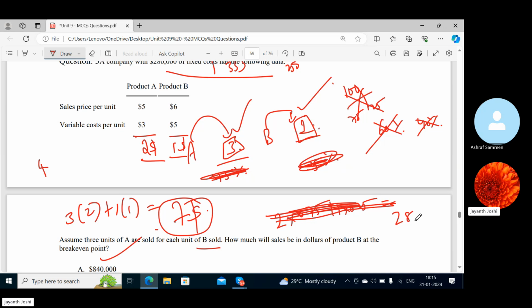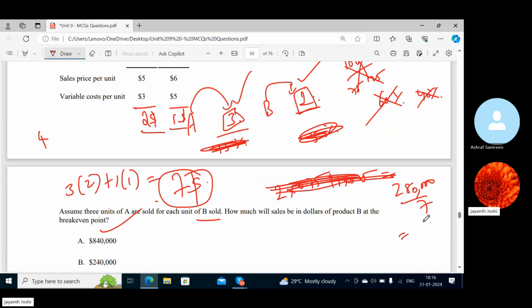So your fixed cost is 280,000 divided by 7. How much is the break-even? 40,000. Right.